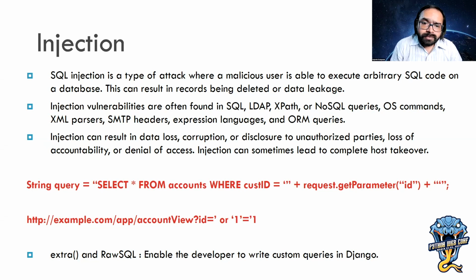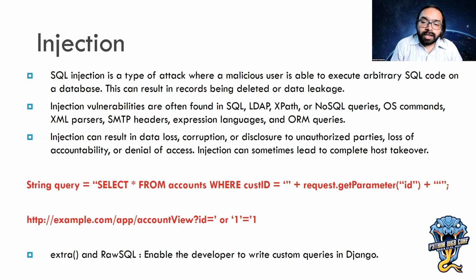Injection vulnerabilities can be found at various places: in SQL, LDAP, XPath, NoSQL queries, operating system commands, XML parsers, SMTP headers, and so on. Injection can result in data loss, corruption, or disclosure to unauthorized parties, loss of accountability, or even denial of access. It can sometimes also lead to complete host takeover.